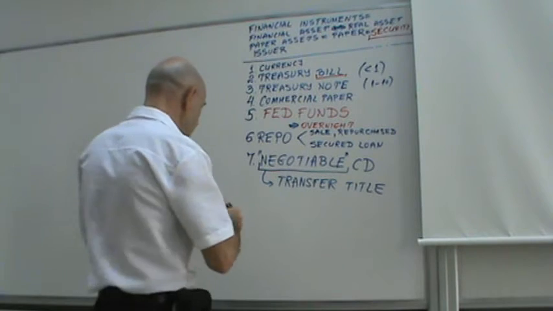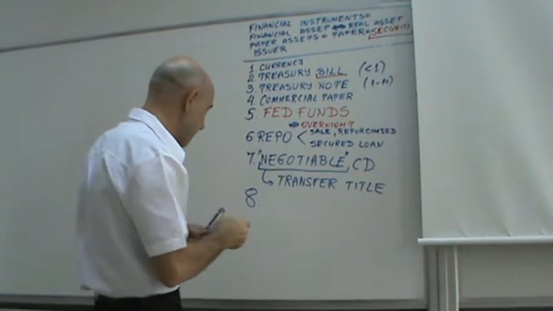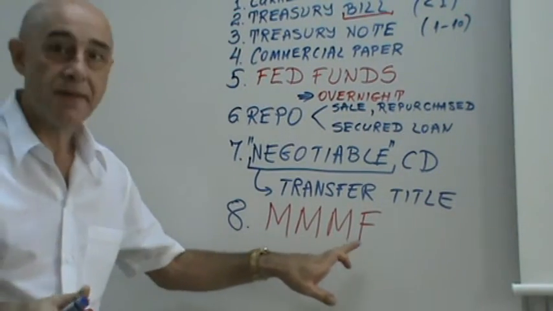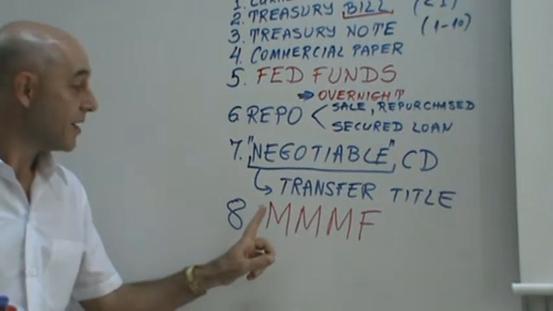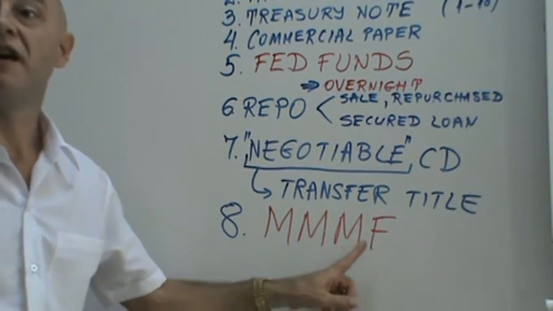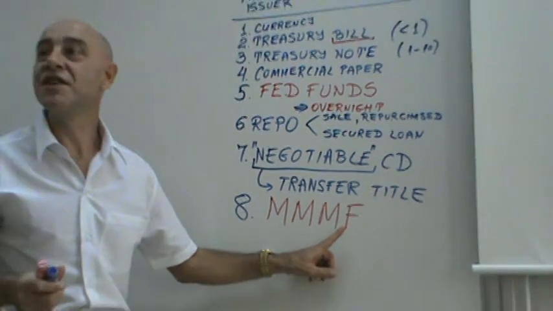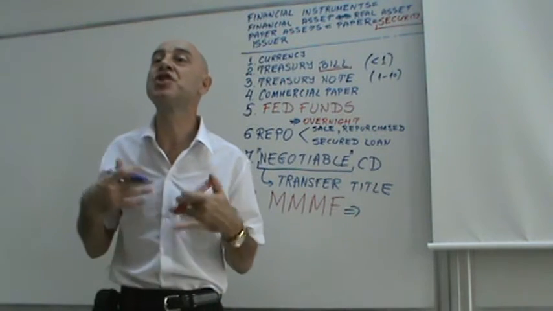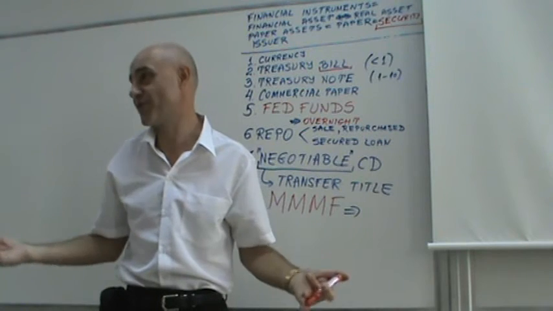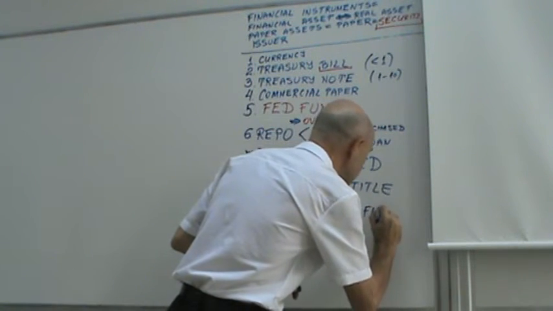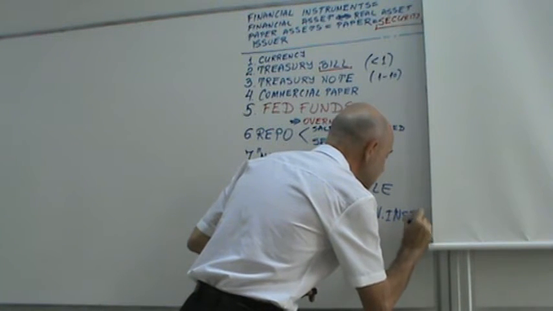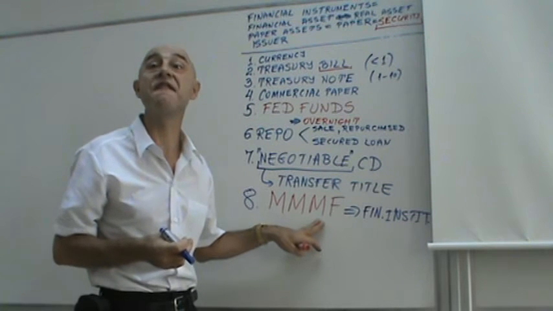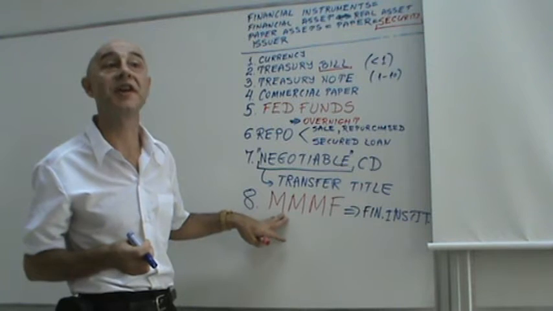Next one, 8. Very tricky. Let's put it in red. MMMF. You can zoom in a little bit, right? It stands for money market mutual funds. First thing to understand, and that's the hardest part, is that a mutual fund is a financial institution. It's not an instrument. It is a financial institution. It is a fund which invests in money market instruments.